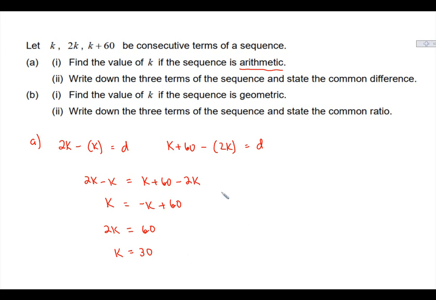Okay, so A2. The three terms: the first term is going to be 30. The second term, 2 times 30 is 60, and the third term, 30 plus 60 gives us 90. So these are the three terms of the sequence, and our common difference is equal to 30. So that was part A.